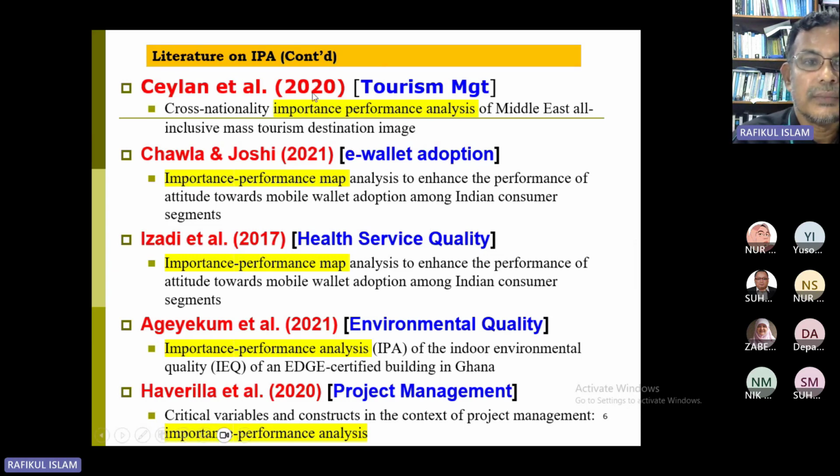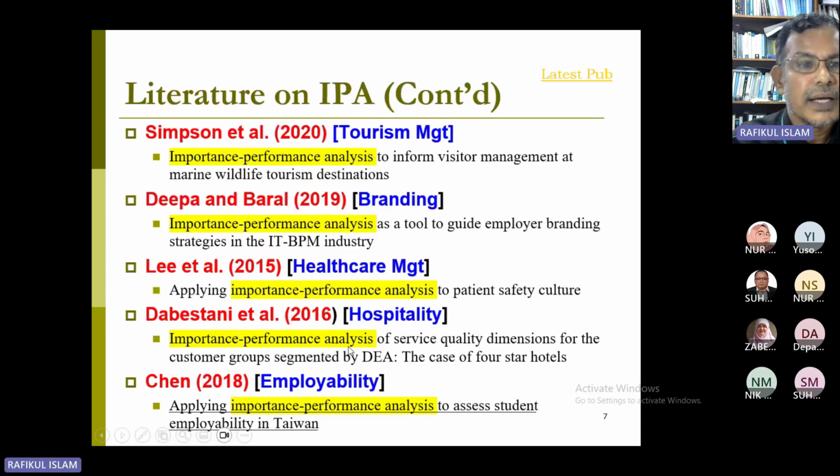So as you see here, 2020 in tourism management, cross-nationality importance performance analysis of Middle East all-inclusive mass tourism; destination image, Chawla and Joshi 2021, e-wallet adoption; Izadi et al., healthcare service quality; then environmental quality; then project management; 2020, then Simpson, tourism management; Deepa Baral, branding; Lee et al., healthcare management; hospitality chain employability. Now, the last 2 years I did not include in the slides.